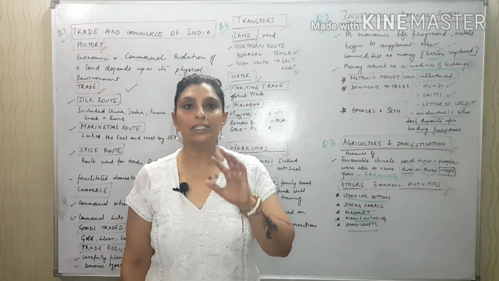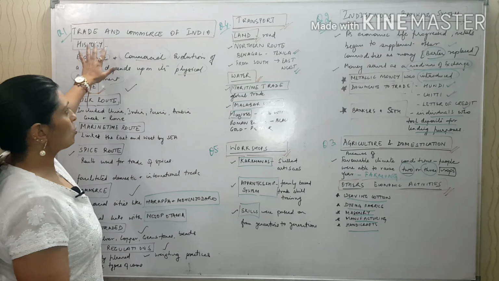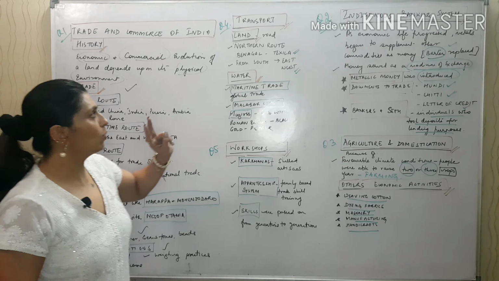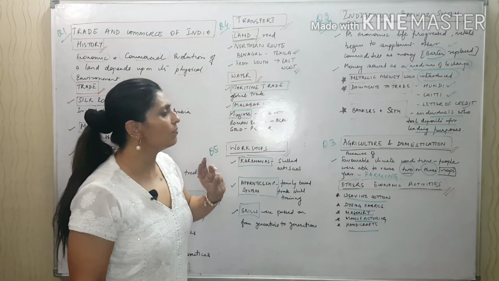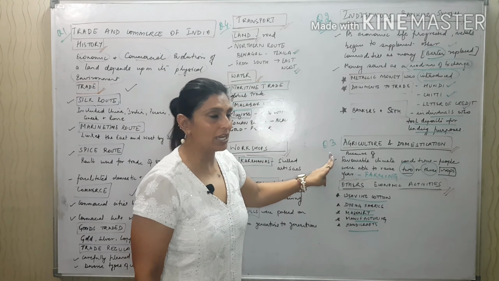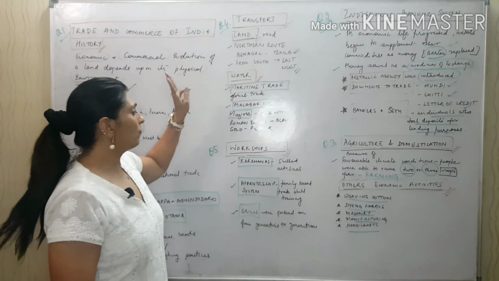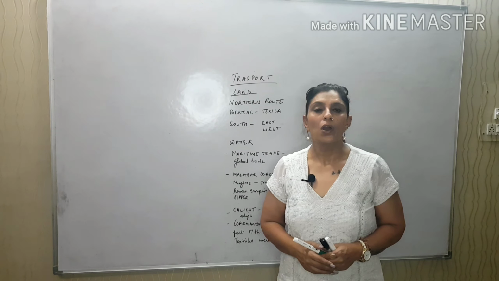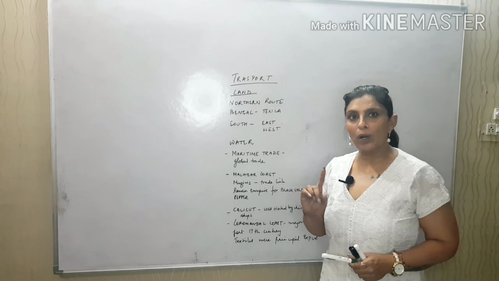So we have done here 5 questions. First question is on history of trade and commerce. Second question is on indigenous banking system. Third question is on agriculture and domestication. Fourth question is on transport. Fifth question is on workshop. Okay, we have just done question number 1 to 5.